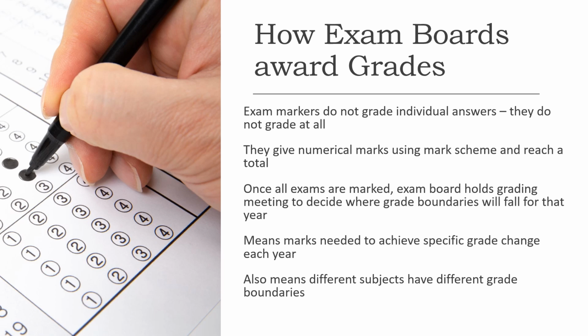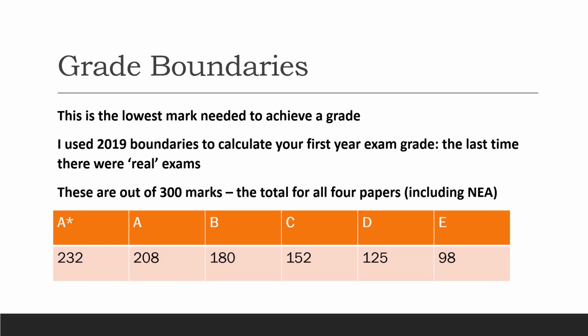What this means is that the marks needed to achieve a specific grade change each year. It also means different subjects have different grade boundaries. So you might look across the marks you got and the grades you got for your different first year exams, and you may well notice that you got the same mark but a different grade. That explains why. So when we talk about grade boundaries, what we tend to be looking at is the lowest mark needed to achieve a grade.